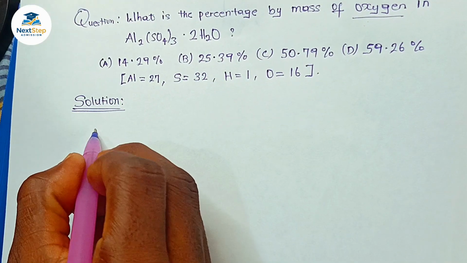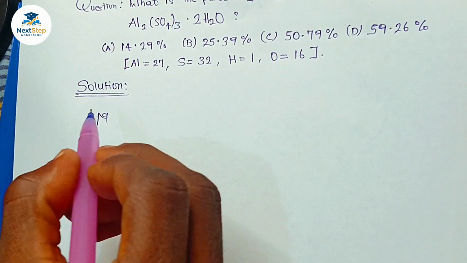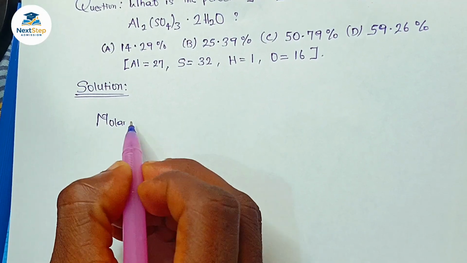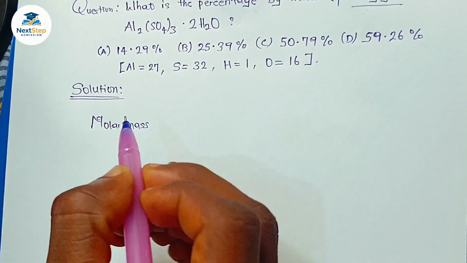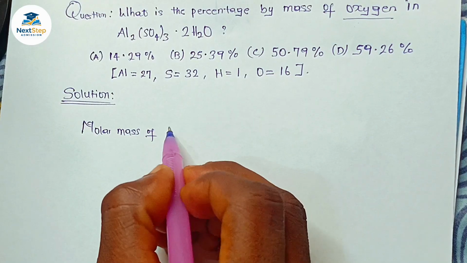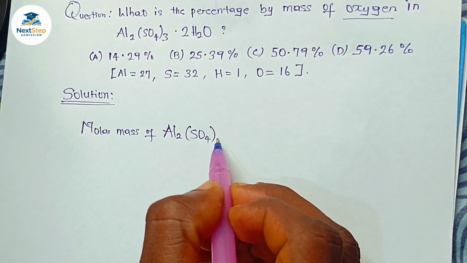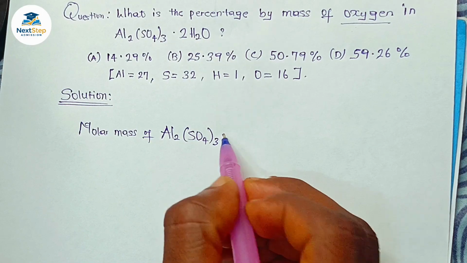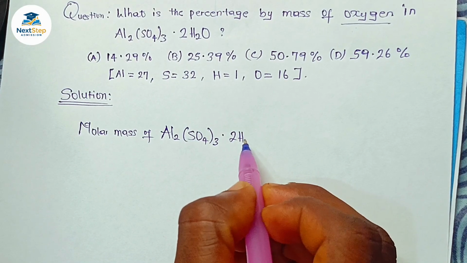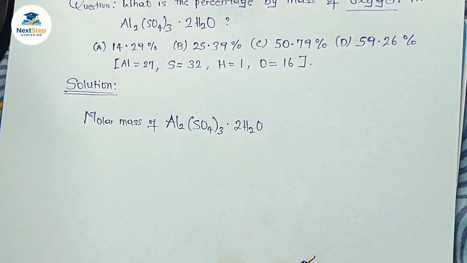So you write molar mass of Al2(SO4)3 then dot 2H2O. So how do we find molar mass?